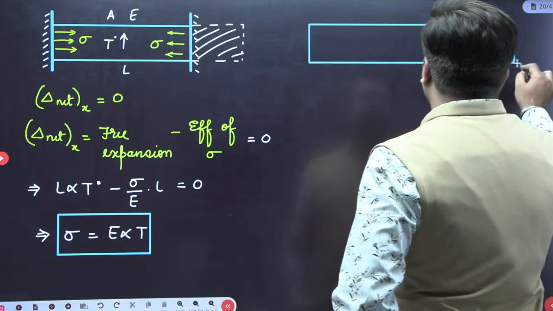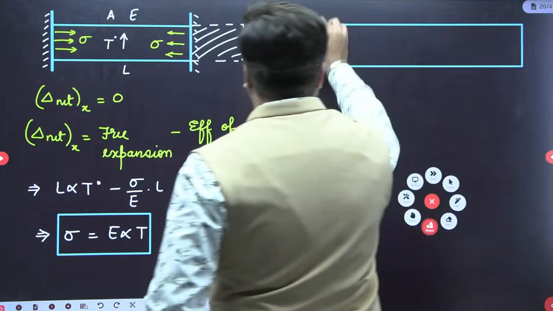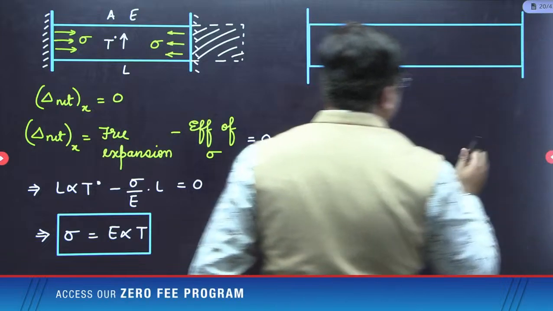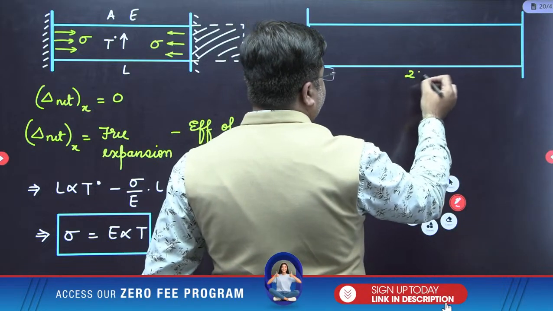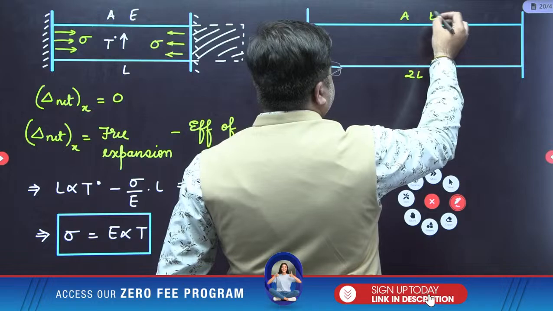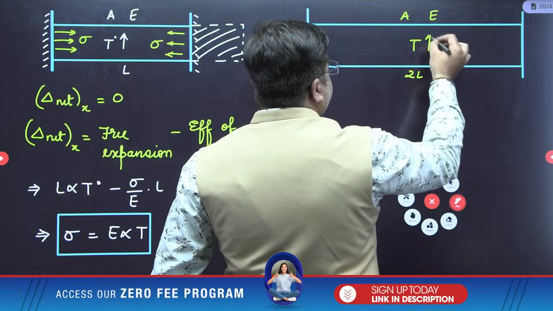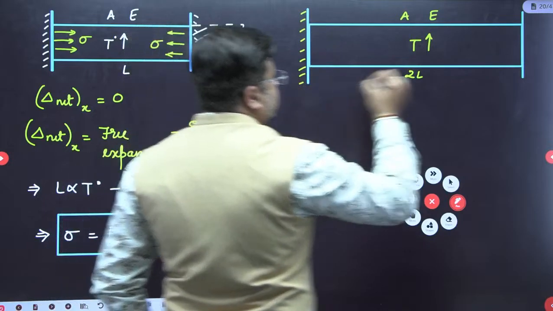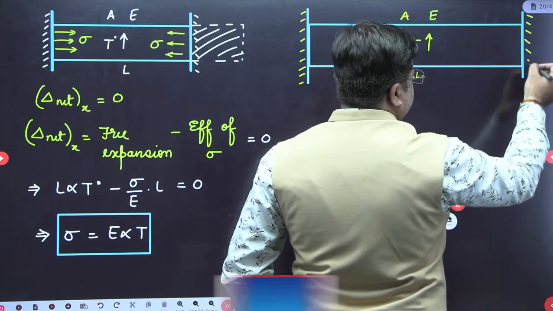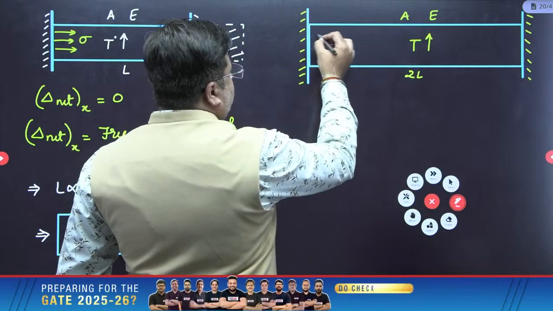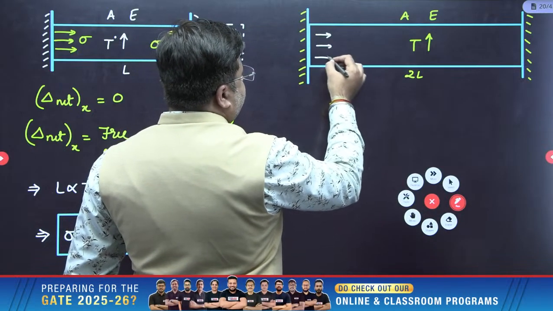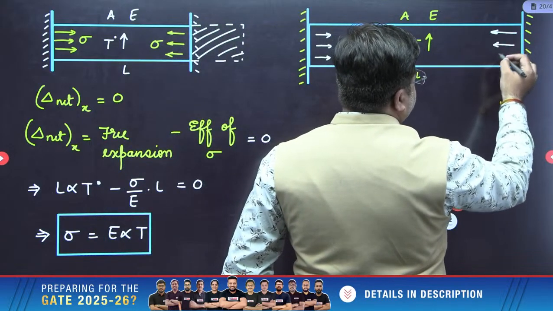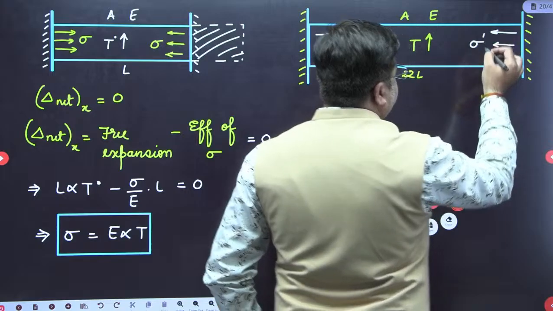So this is a new bar which has a total length of 2L. The area is A, Young's modulus is E, and again the temperature is increased by T degrees Celsius, and it is restricted by these two supports. Due to this delta T, again the thermal stress, which I am taking as sigma dash, will be produced here.